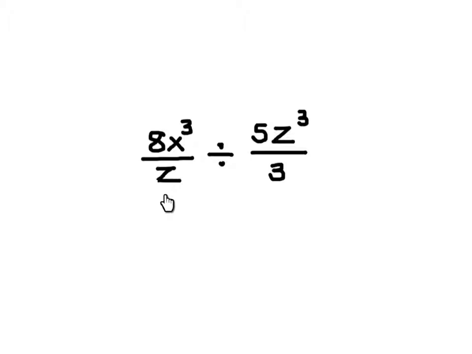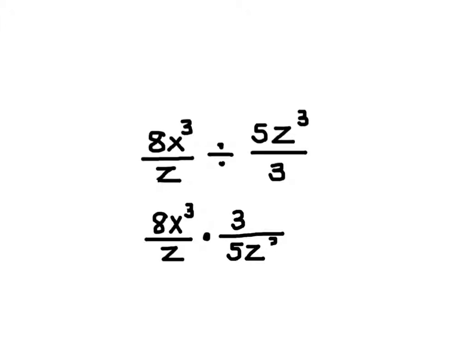When dividing two rational expressions, we change our division to multiplication by the reciprocal. So that would mean we would start still with the 8x cubed over z, but instead of dividing, we multiply by the reciprocal or multiplicative inverse of the original function. That means the denominator 3 goes in the numerator, and the 5z cubed that's originally in the numerator goes to the denominator.